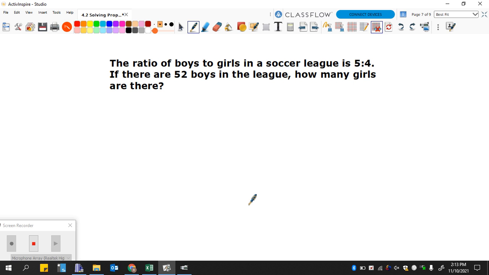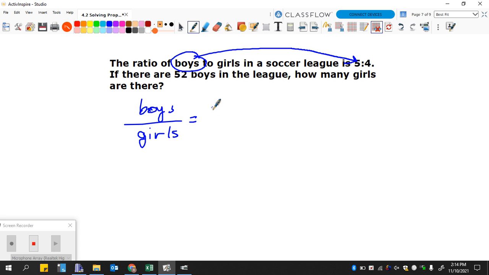The ratio of boys to girls in a soccer league is 5 to 4. Here's the important part. Boys comes first in this ratio, so boys goes with a 5. So the ratio is 5 parts boys to 4 parts girls. And if there are 52 boys in the league, how many girls are there?